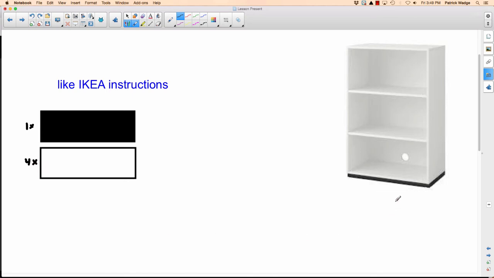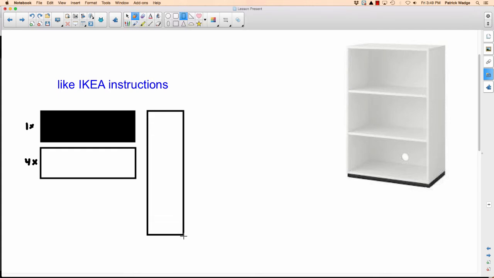Okay, what else do we got? We've got the 2 sides. So those are also rectangles, although they're a lot longer. Maybe I'll put them on the side to help people picture what they actually look like. What do you think? Something like that long? And we have 2 of those, so I can put times 2 here.